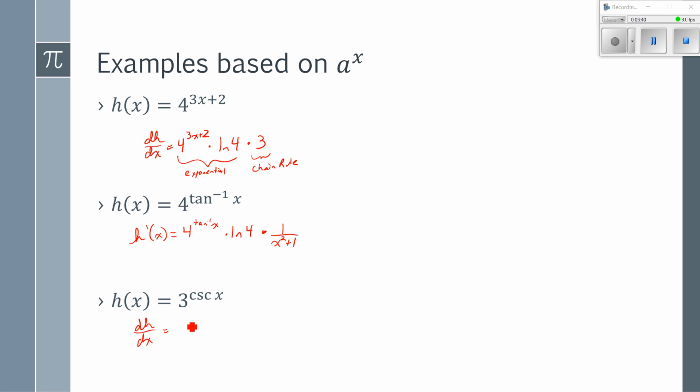One last example here. It's an exponential, constant base, variable exponent, so the derivative is itself times the natural log of the base times the derivative of the exponent. And there is our derivative.